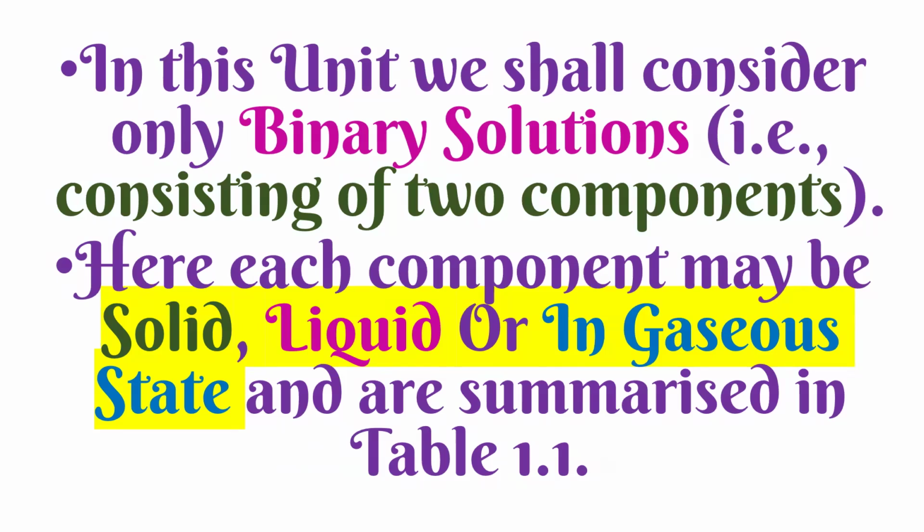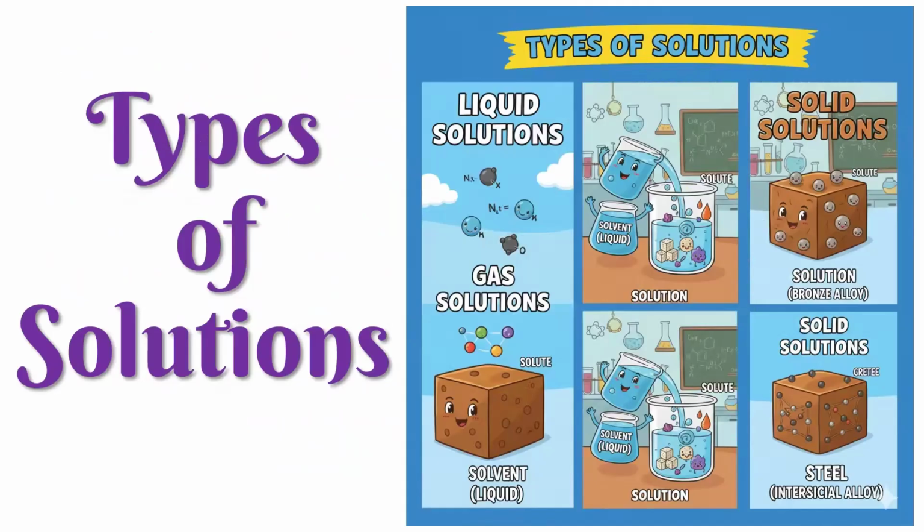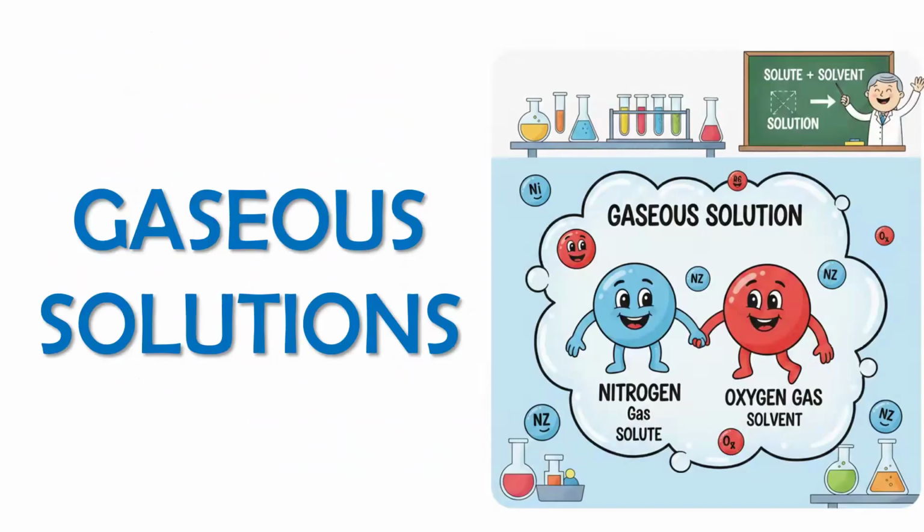What is binary? Bi means two, so it usually consists of two components. We are dealing only with two-component solutions here, binary solutions. Each component may be solid, liquid or in the gaseous state. So we can study the types of solution. Usually we can say there is a gaseous solution, a liquid solution as well as a solid solution. So there are three types of solutions.